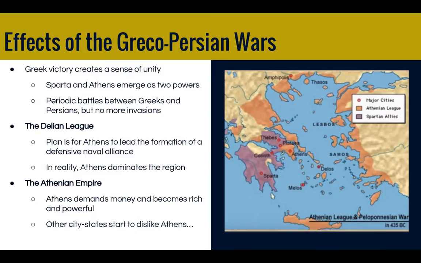Now, the effects of these wars are a brief sense of unity among the Greek city-states. We also see Sparta and Athens, the two groups leading the fight against the Persians, emerge as the two major powers. There are still going to be periodic battles between Greeks and Persians, but no more invasions.